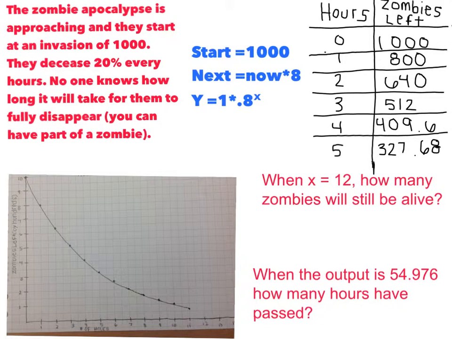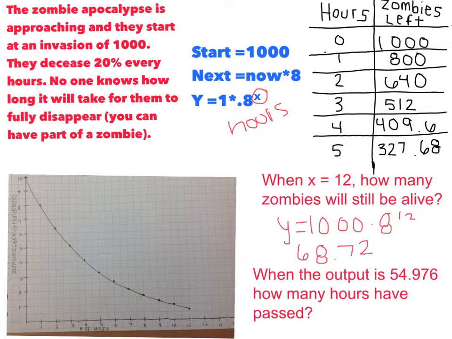When x equals 12, how many zombies will be alive? To figure this out, you have to do y equals 1,000 times 0.8 to the 12th power, because x represents hours in this equation. Once you figure this out and do order of operations, you will get 68.72 zombies, and you can have part of zombies.